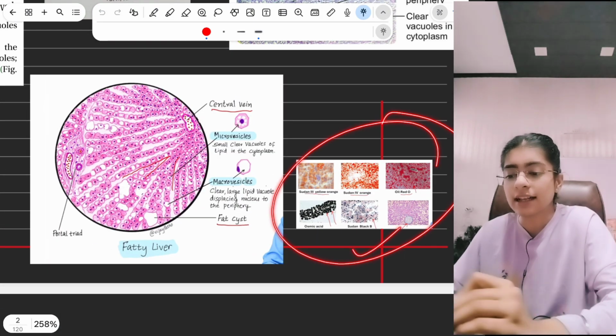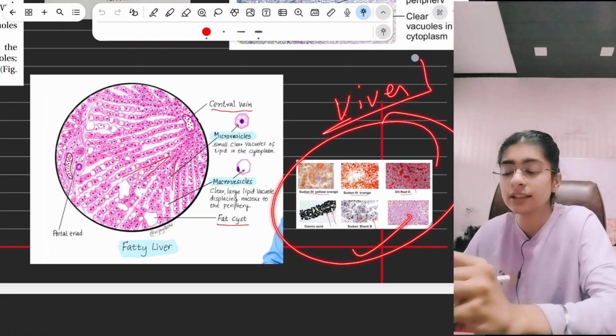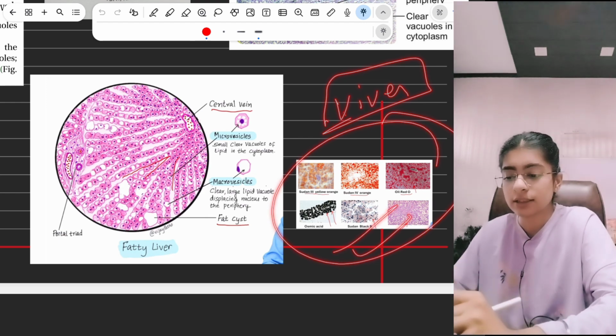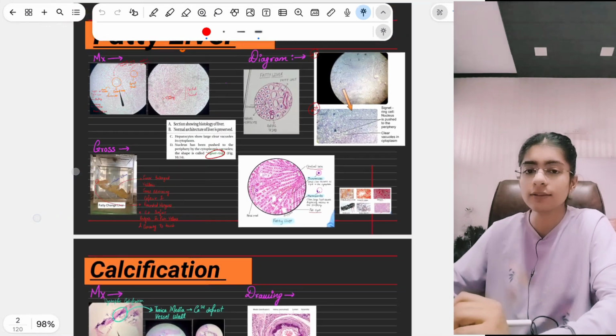There are other stains as well. This is a Viva point. What are the other stains? Or it is an OSPE point. Other stains which are used to see the fatty liver.